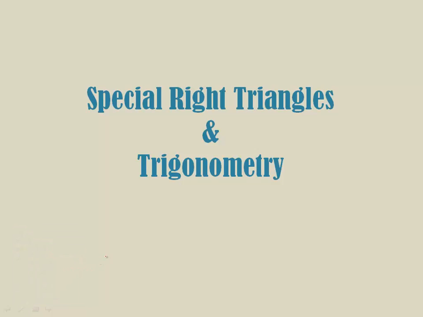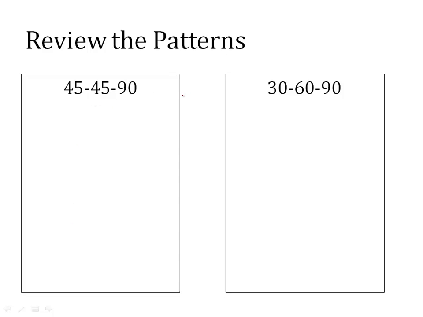Alright, this video is about special right triangles and trigonometry on the unit circle. To start off, I want to review the patterns that you learned back in geometry days of your 45, 45, 90 triangles. Your 45, 45, 90 means it's an isosceles right triangle, and the two side lengths are the same. And the pattern is, if the two sides are the same, then the hypotenuse is always that value times the square root of 2.